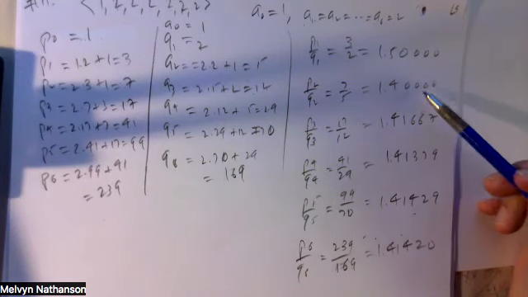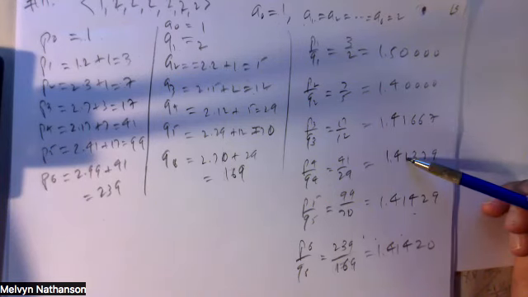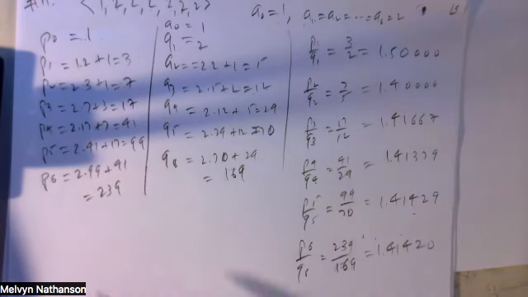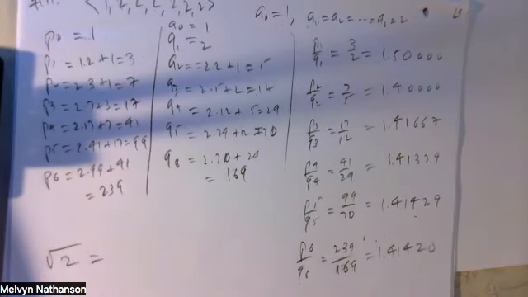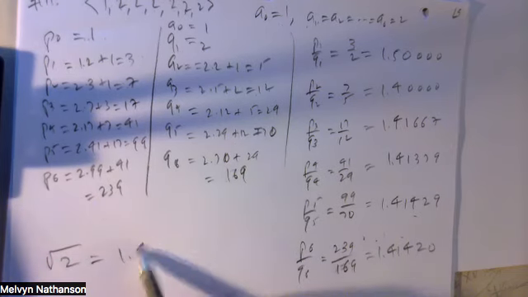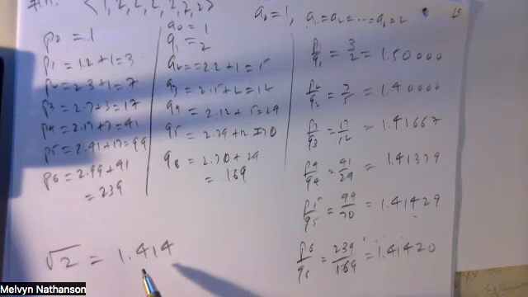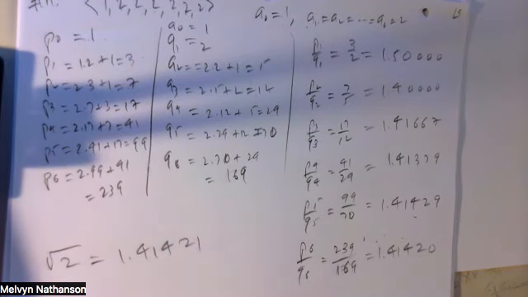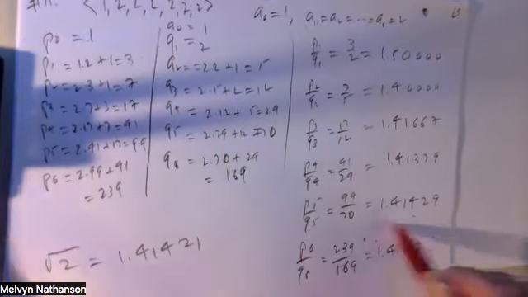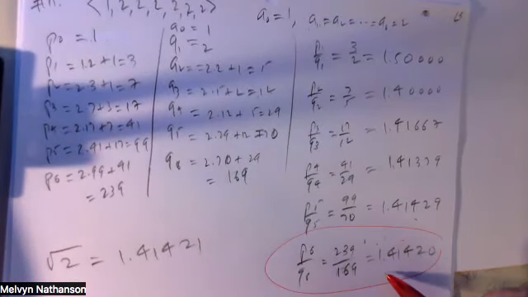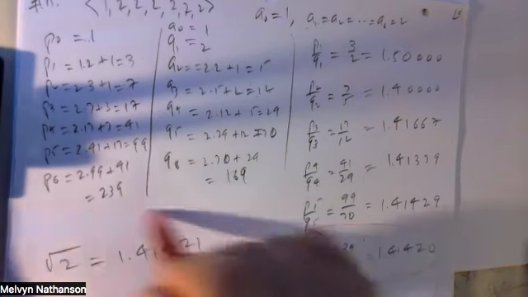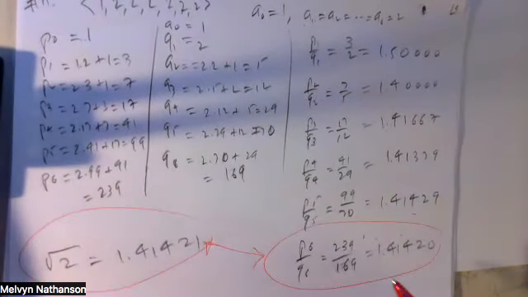and I said compare it to the square root of 2. Square root of 2 is 1.41421. So this is really very impressive. When I compute just this continued fraction, this gives me a fantastically good approximation to the square root of 2 as a fraction.